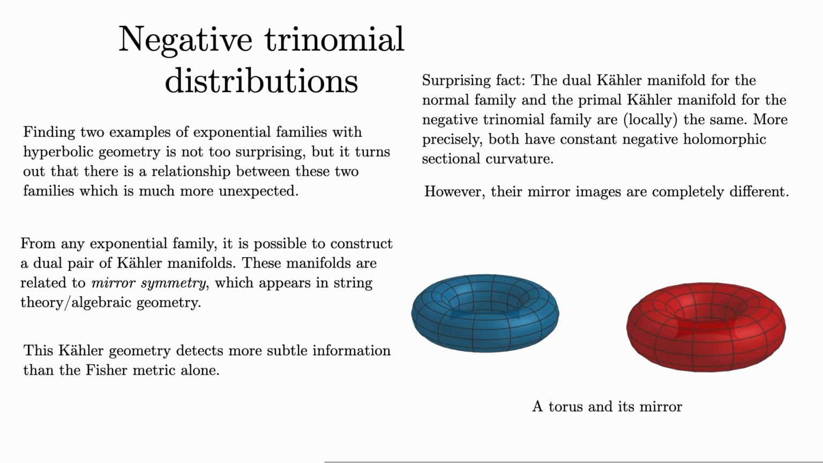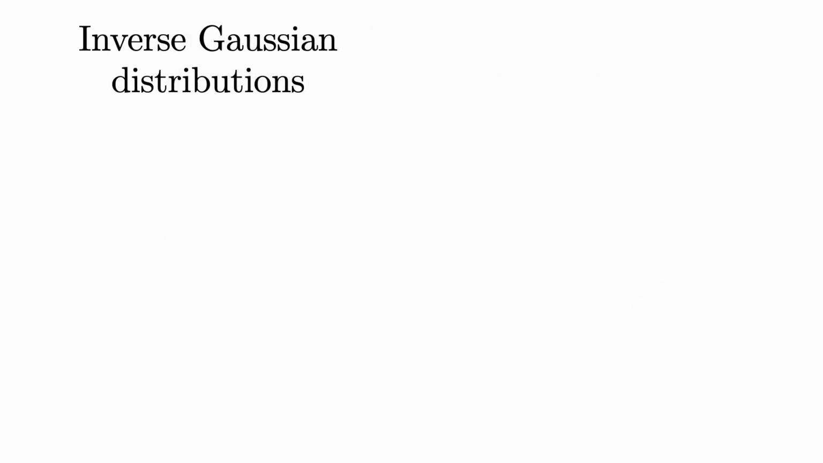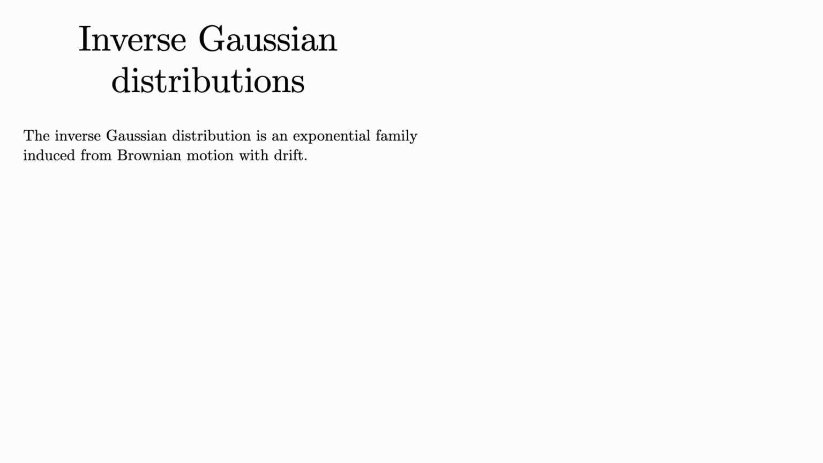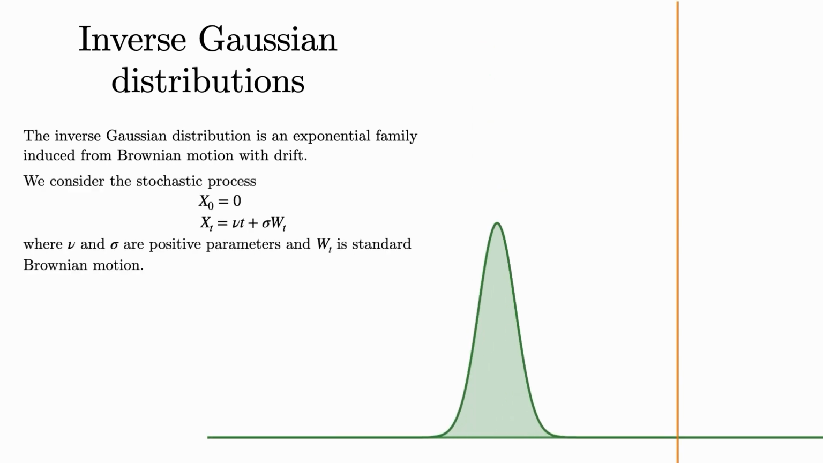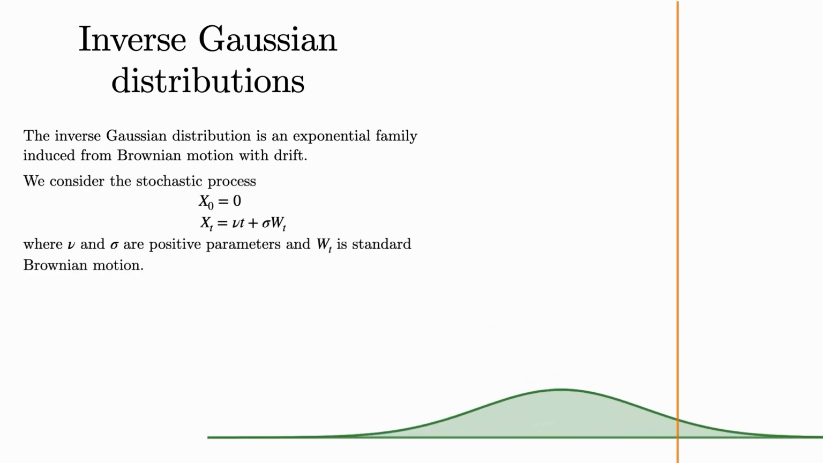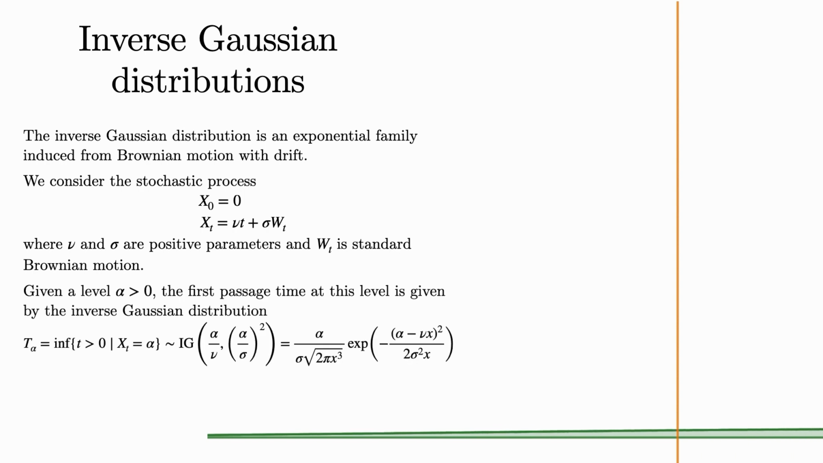Okay, let's see one more example of a hyperbolic statistical manifold. The inverse Gaussian is another example of an exponential family. As suggested by the name, there is a connection to Gaussian distributions, but it's a bit convoluted. In essence, the idea is that if one starts with Brownian motion with positive drift, the amount of time it takes for the process to reach some positive value alpha is distributed according to an inverse Gaussian distribution.